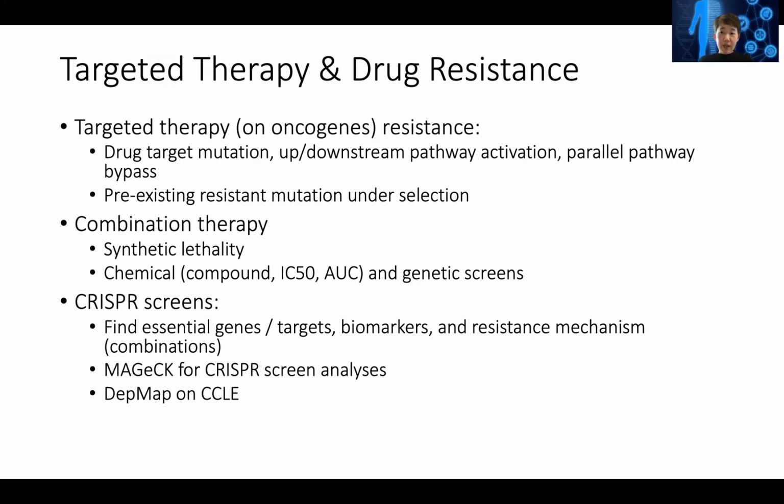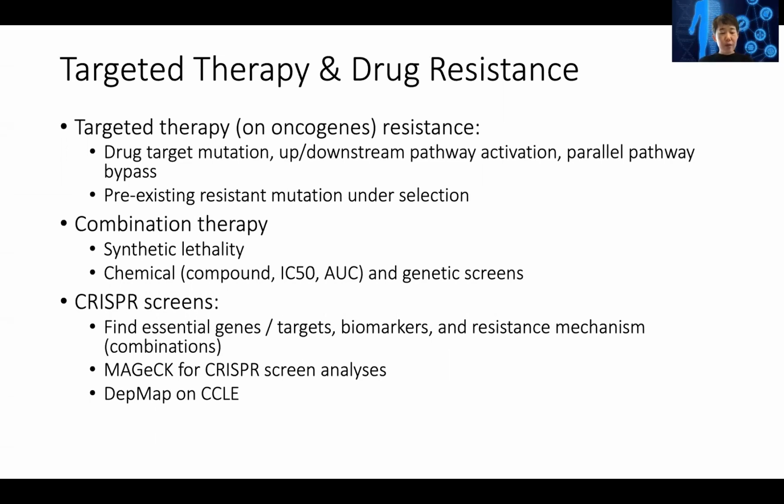What is the mutation on that drug target gene? Does it really target specifically up or down regulated pathways? And in terms of drug resistance, do we see mutations that evade the drug from going into the enzymatic pocket? Or do we see parallel pathways or upstream, downstream pathways being activated to bypass the original drug target pathways?